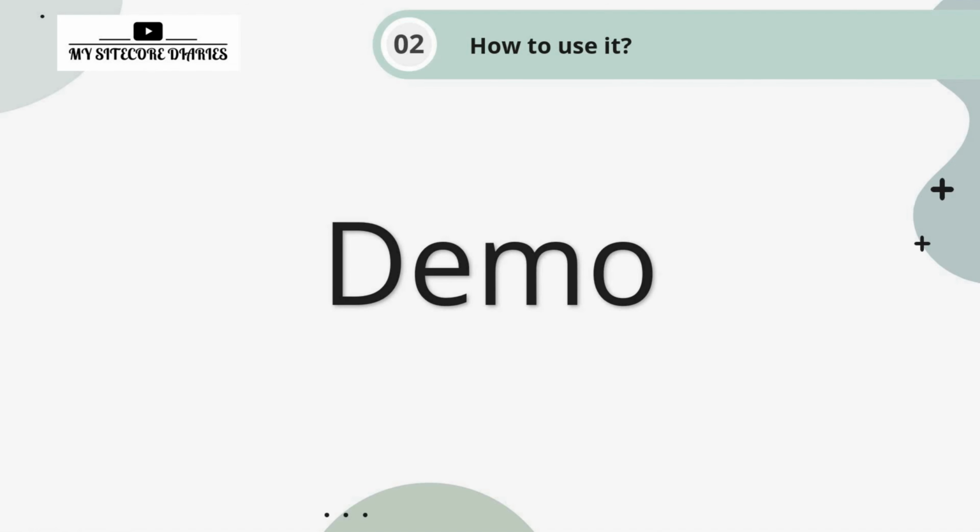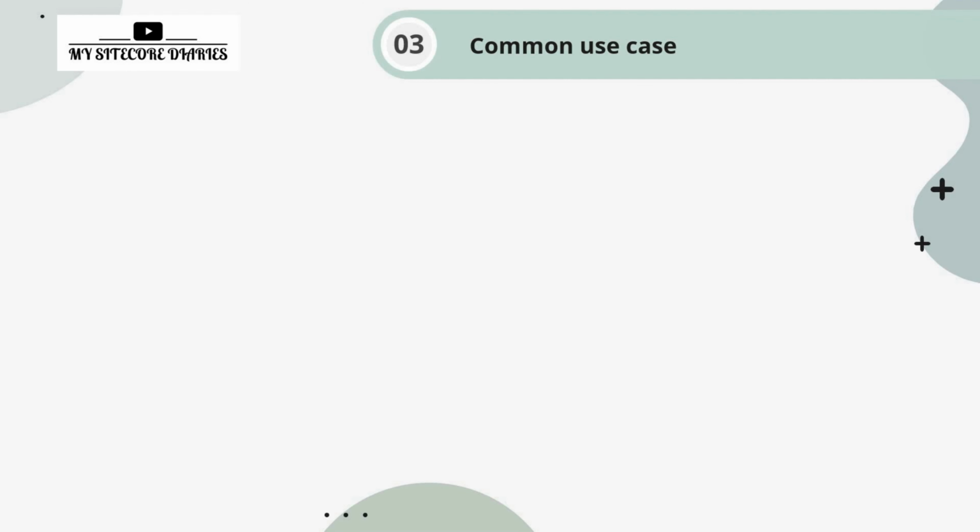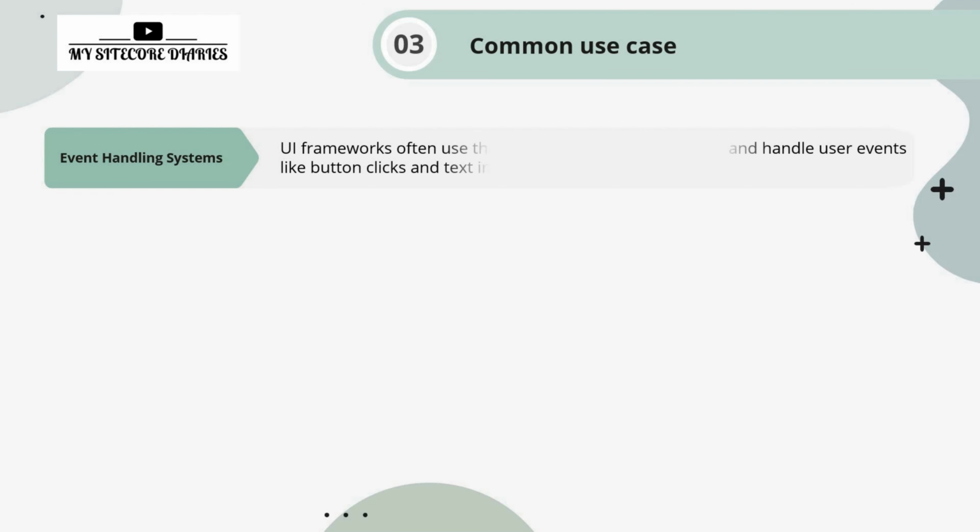Now we have seen how the observer pattern works. Let's see what the common use cases for the observer pattern are. First is the event handling system. UI frameworks often use the observer pattern to listen for and handle user events like button clicks and text input. So you can use this in your Windows applications, where you have a mechanism to listen for and handle user events like button clicks and input. Whatever the events are, you can use it there.